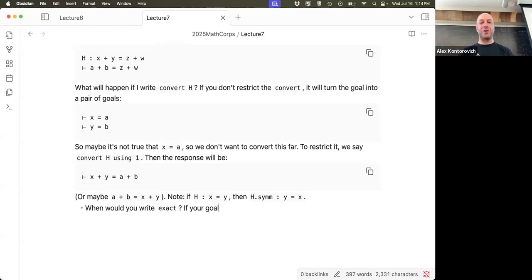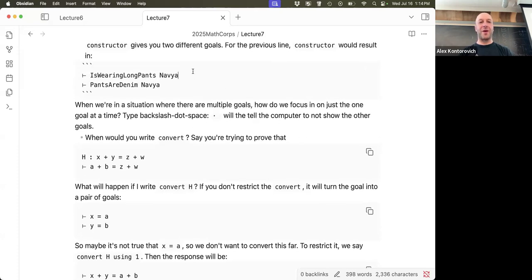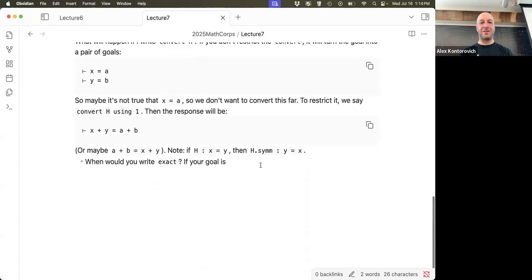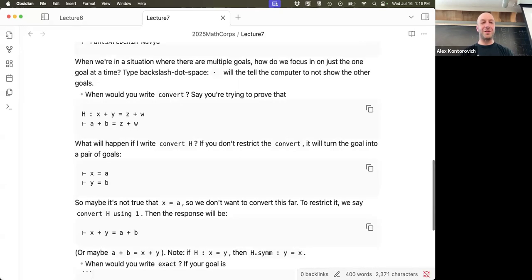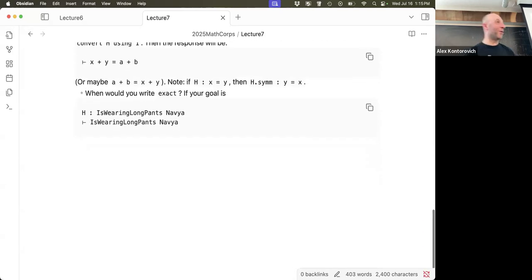If your goal is, should I grab a goal? Is Navia wearing long pants? Are you wearing long pants, Navia? Oh, we know that Navia is wearing long pants. Here we are. You are wearing long pants. Okay. So if we know that Navia is wearing long pants and we're trying to prove that Navia is wearing long pants, then what we're trying to prove is exactly what we already have.